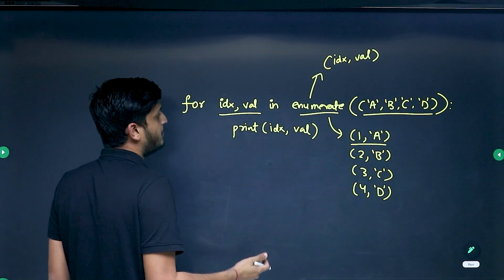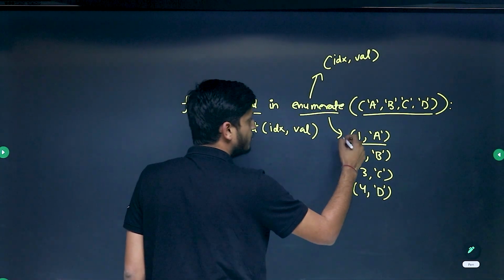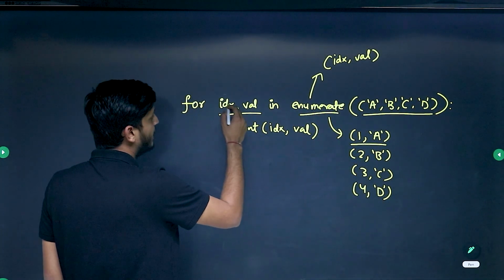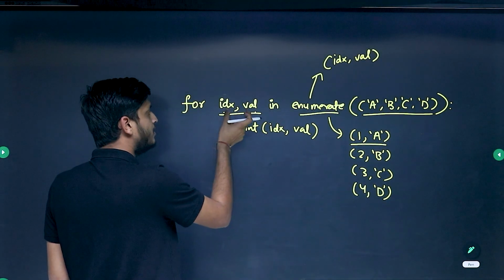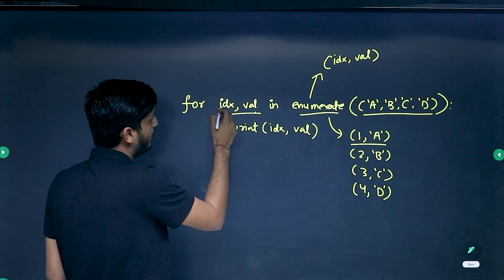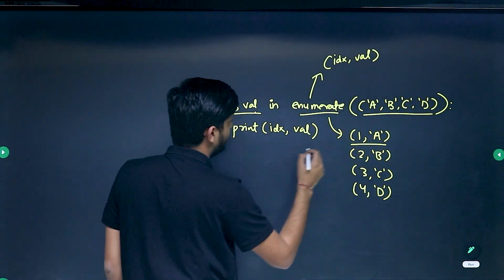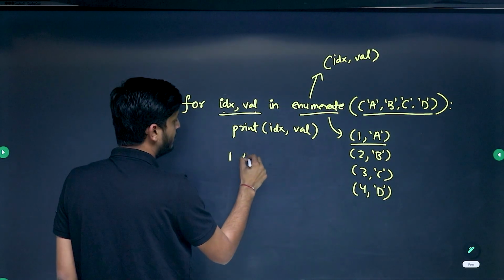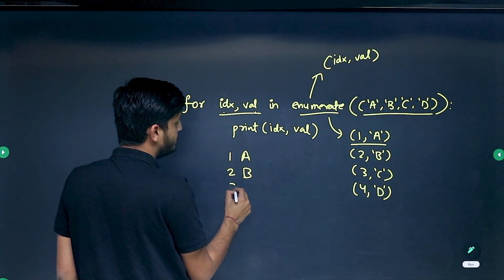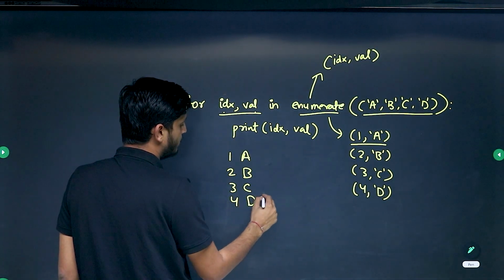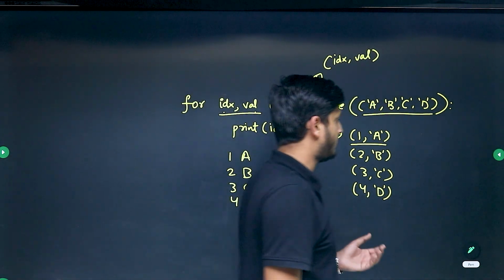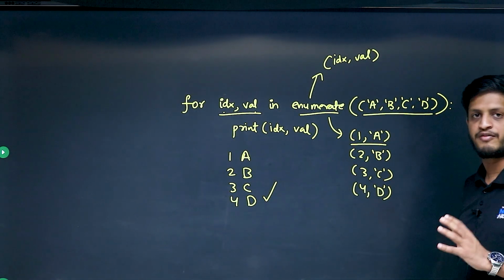So this is what is happening internally. The enumerate function is giving you a list of tuples and you are unpacking it in 2 variables, idx and val. So here also it is a tuple. idx is taking the first value and val is taking the second value. When you are printing, you will get 1 A, 2 B, 3 C and 4 D in the output. So tuple unpacking and packing is used in the enumerate function as well.